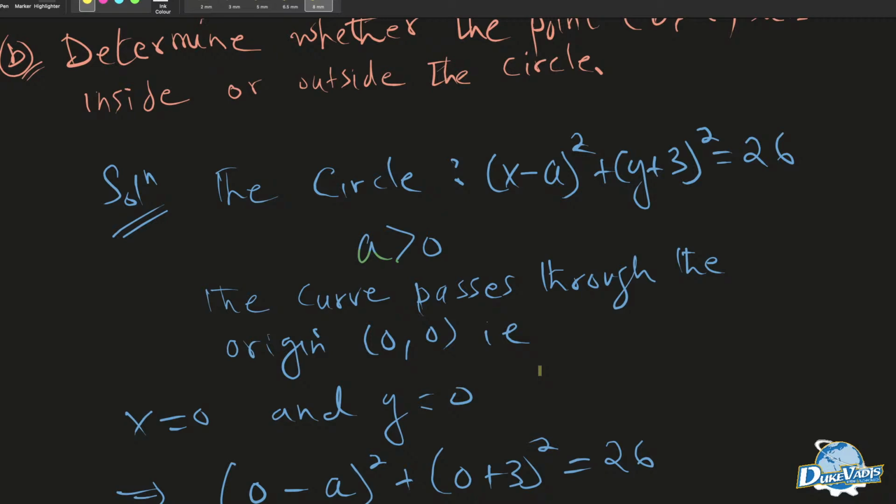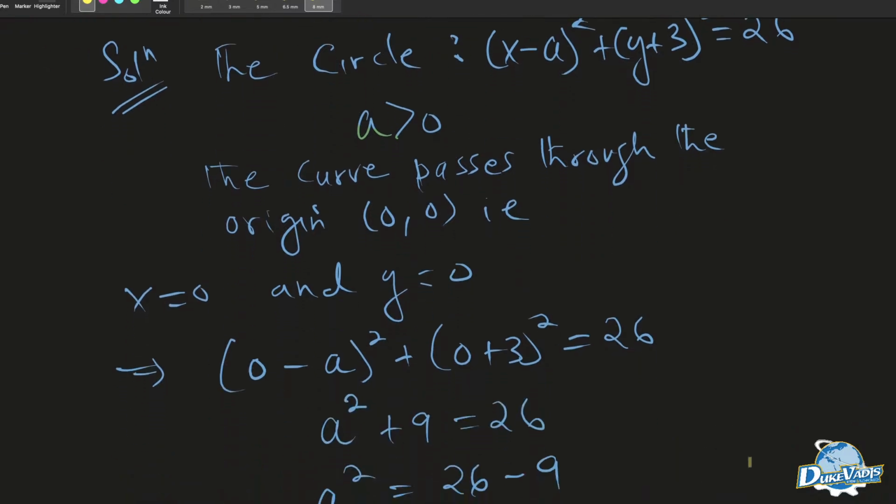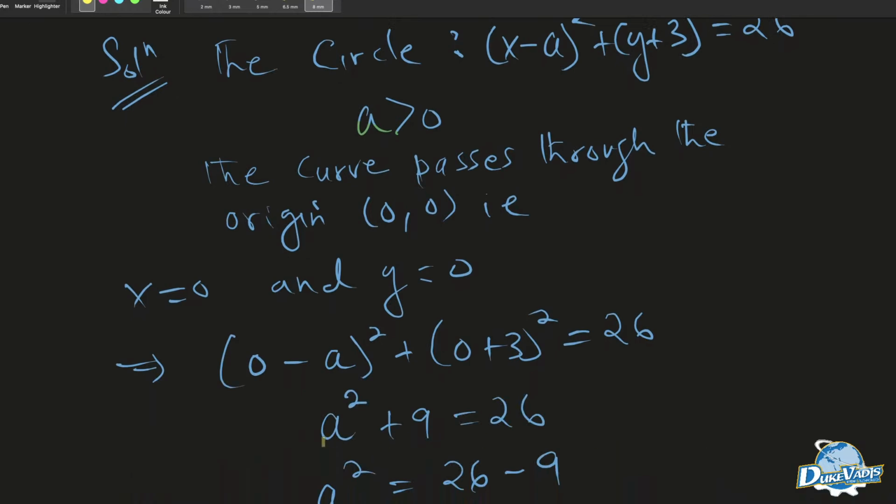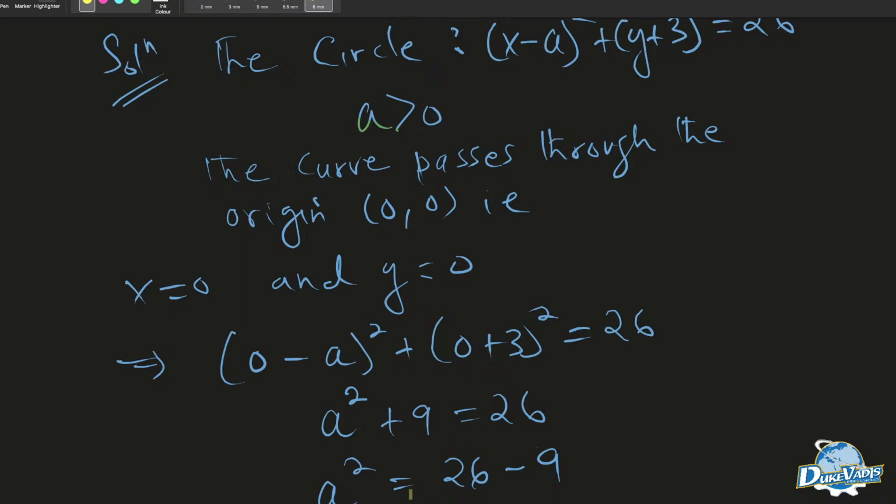So now x is 0 and y is 0, so that we have (0 − a)² + (0 + 3)² = 26. If we do that, we have a² + 9 = 26. So when we solve, we see that a is going to be the square root of 17, which is awesome. So we've got the value of a.